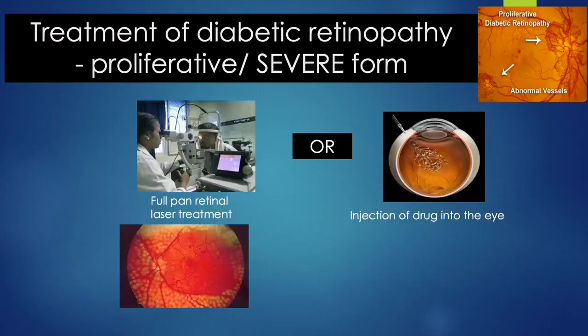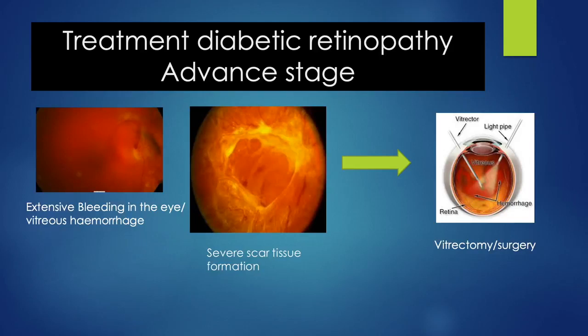What would be the treatment options for patients with diabetic retinopathy? Treatment can range from regular monitoring to laser treatment. Sometimes we do offer injection of anti-VEGF into the eye. Lastly, if the condition is so bad, we might offer the patient surgery. Surgery is mainly to remove extensive blood, remove scar tissue, or to fix any abnormal positioning of the retina.